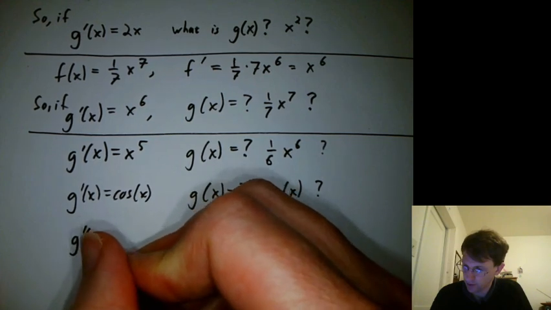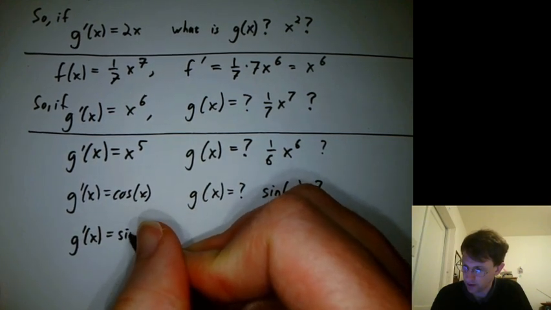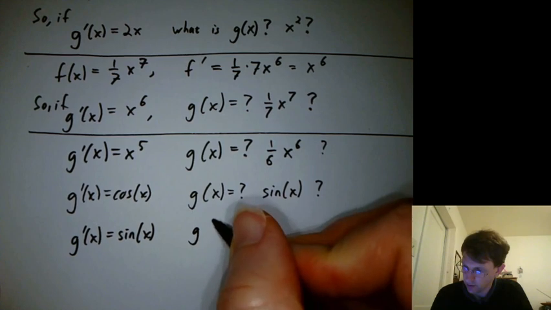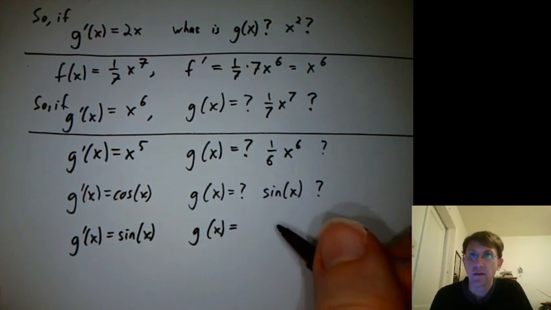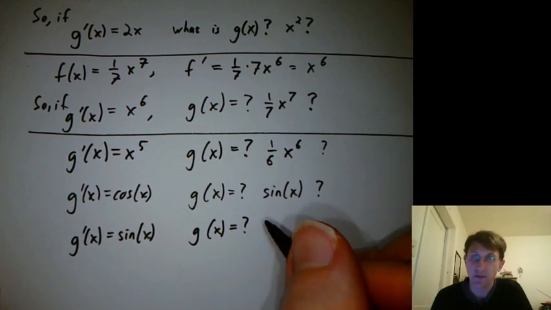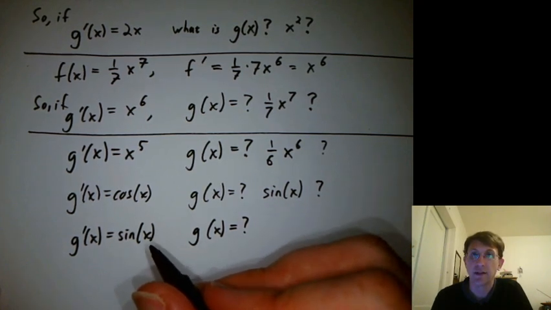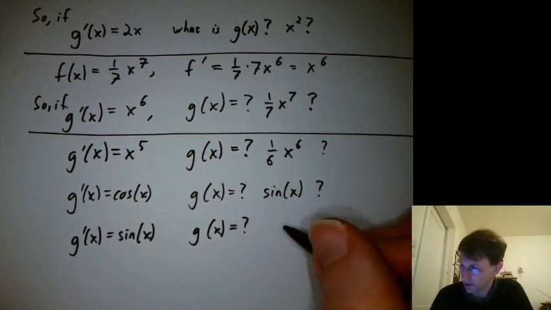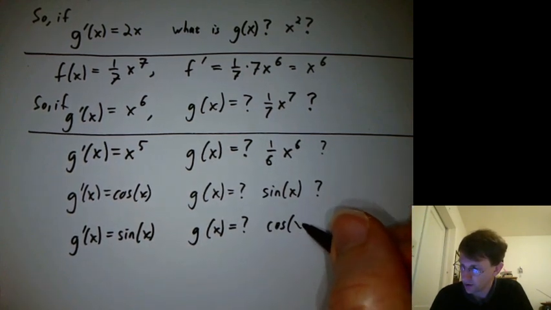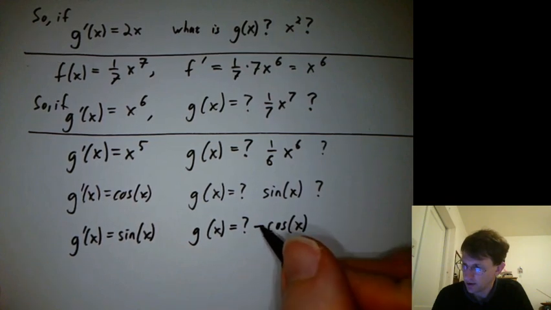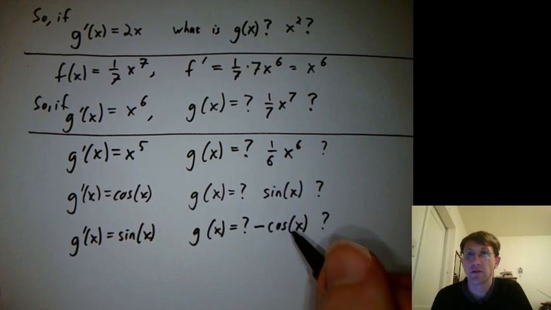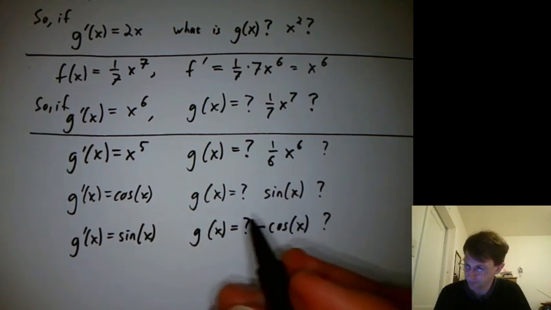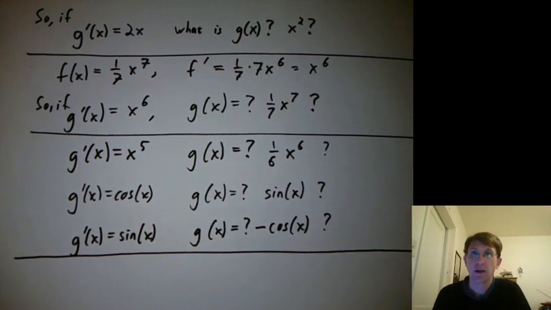And then the more confusing one, if g prime was equal to sine, what is g of x equal to? What do I have to take the derivative of to get sine? You might say, well, cosine, but the derivative of cosine is negative sine. I need a negative sitting there to cancel the negative I'm going to get by taking the derivative of cosine, so I get a positive sine. So those are some basic antiderivatives so far.